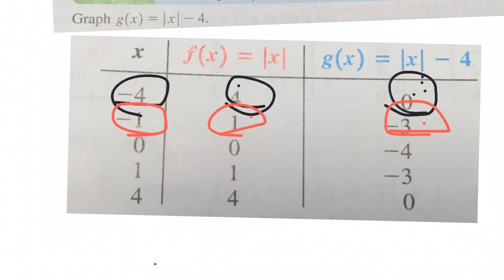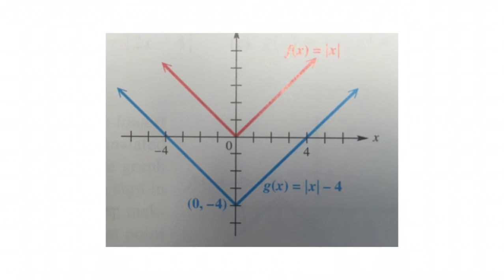Likewise, for 0, the y value for the parent function is 0, but since we're subtracting 4, the corresponding y value would be negative 4. And you can see that for the other two x values on our table as well. So if we were to graph that, it would look like this, with the parent function in red and the translation in blue. You notice the minus 4 is just shifted down 4 units.